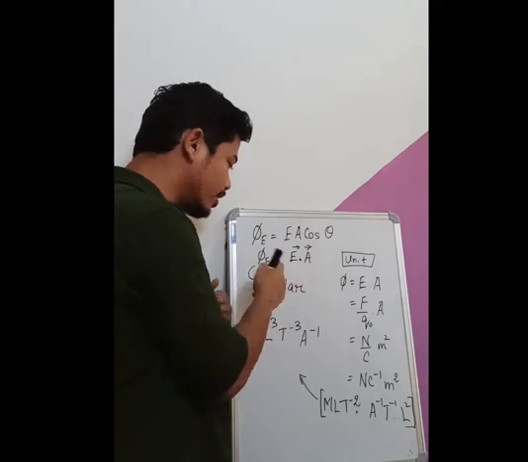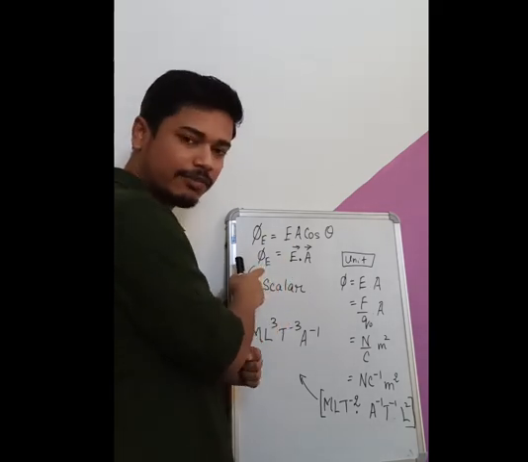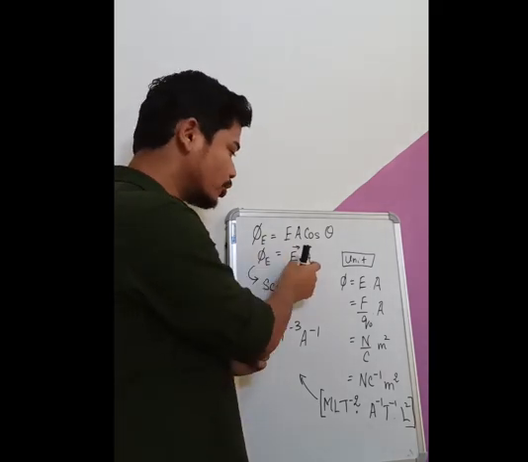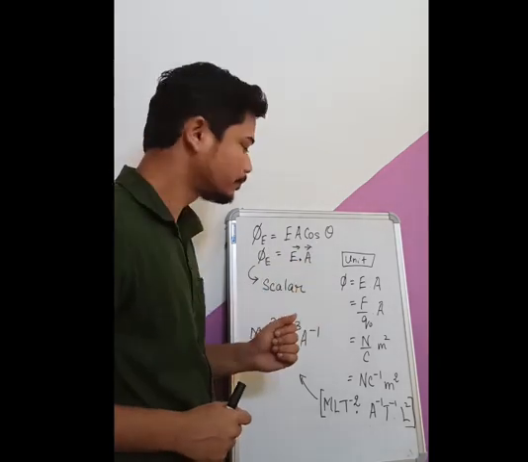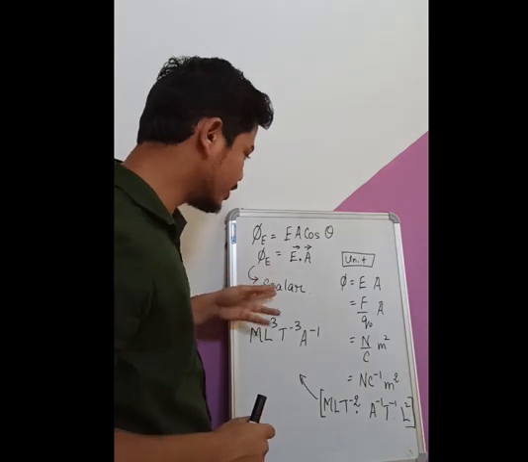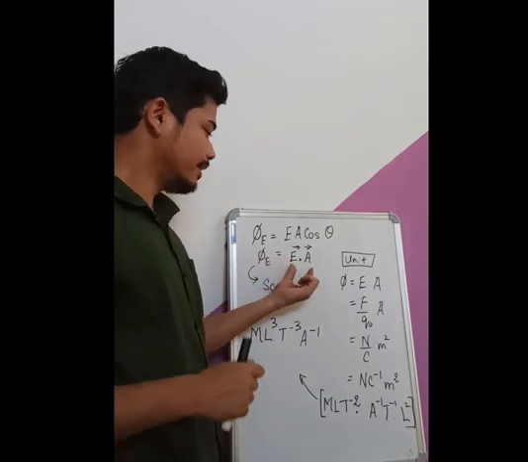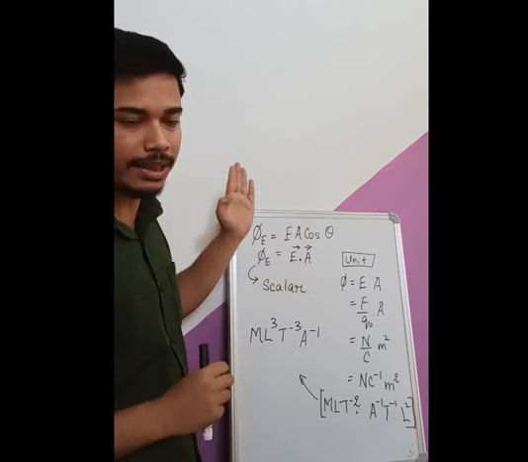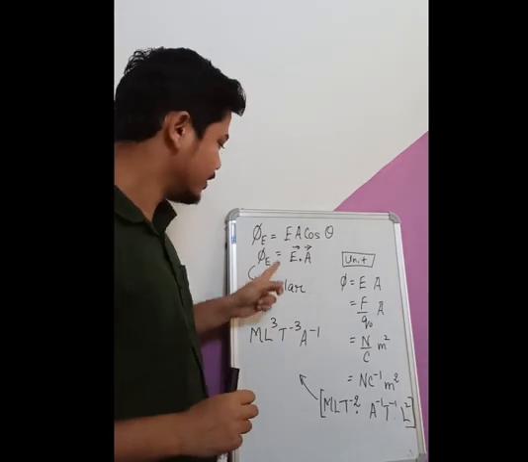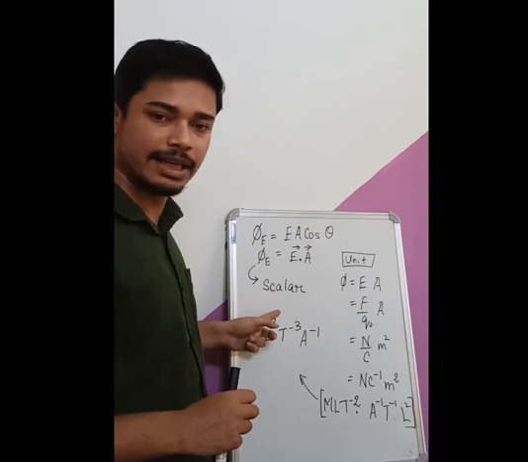So finally what we have got is a scalar quantity. Electric flux is a scalar quantity, which is the dot product of the electric field and the area A. Now how is this a scalar quantity? As we know, if we take the dot product of two vectors, the resultant is always a scalar quantity. Therefore the electric flux is a scalar quantity.